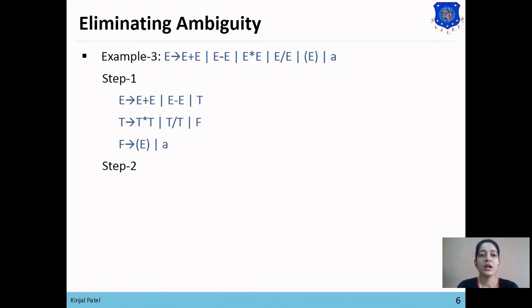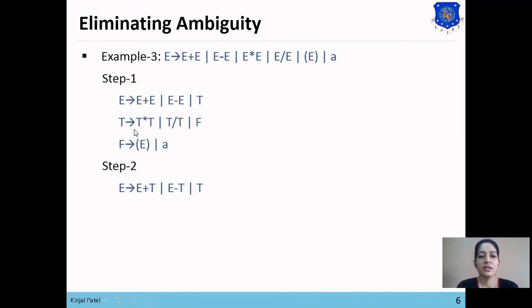So here plus and minus are left associative. So we will make this level as left recursive grammar. So we'll block right side by changing E with the T non-terminal symbol. So our grammar will be E gives E plus T or E minus T or T.